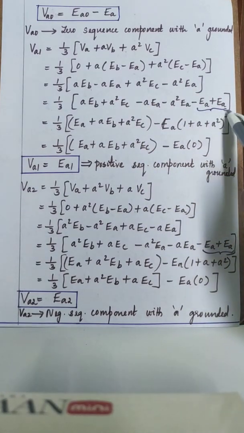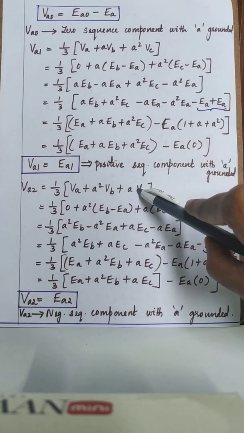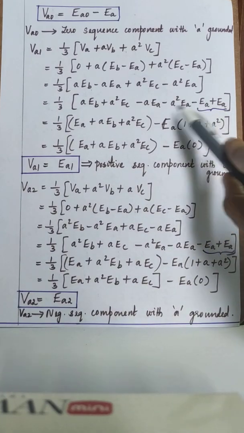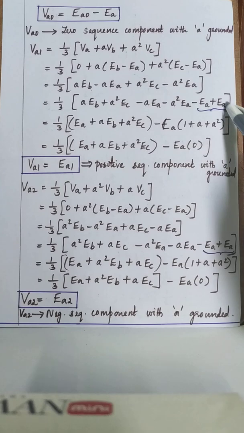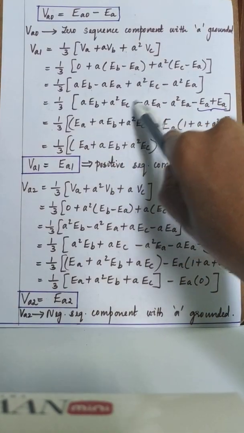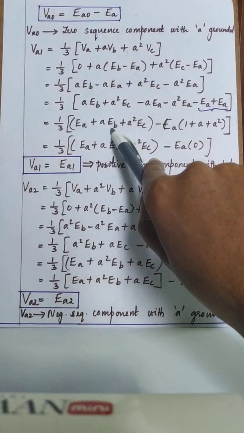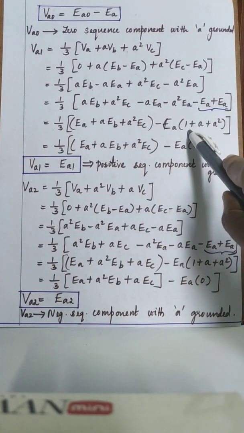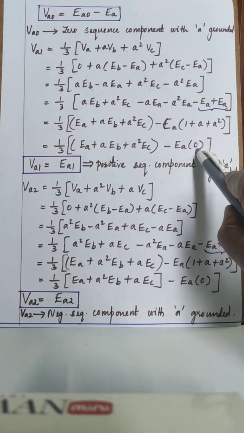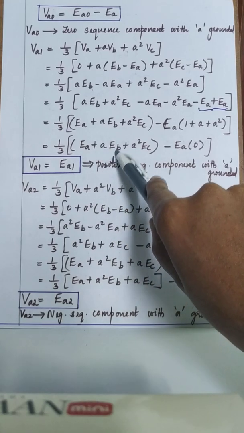Again, we need it in terms of the positive sequence component before removing the neutral ground. To get in that form, we do a substitution: we put minus EA plus EA. The plus EA you group with the positive terms, and minus EA you join with the negative terms. So you get EA plus aEB plus a squared EC minus EA into (1 plus a squared). We all know 1 plus a plus a squared is equal to 0. So VA1 is equal to 1 by 3 into (EA plus aEB plus a squared EC).